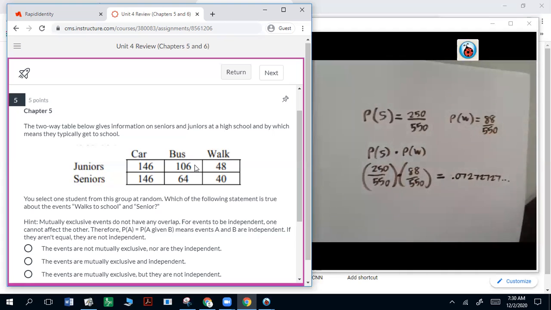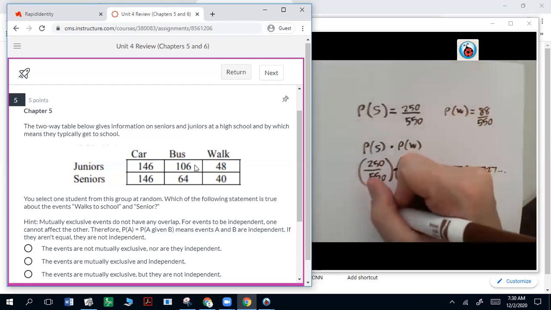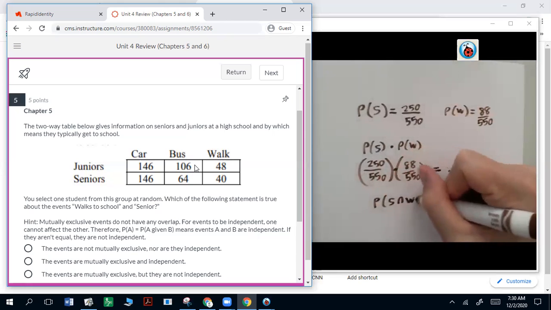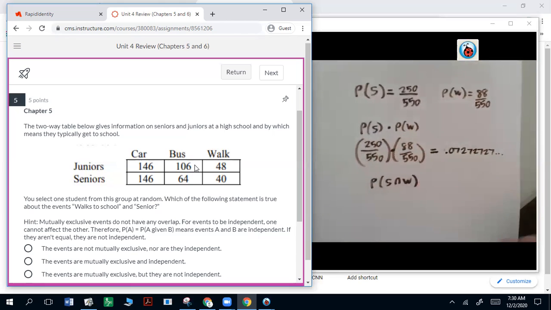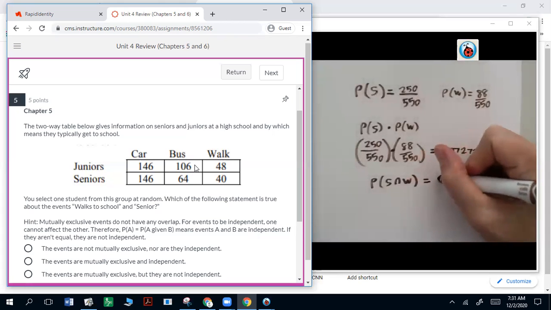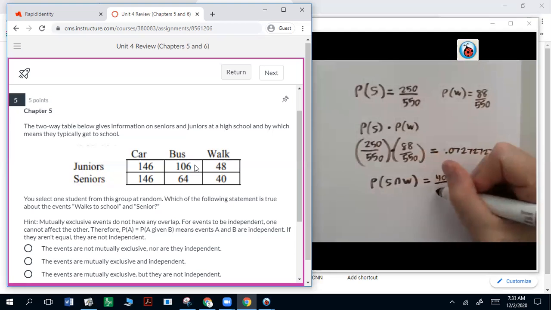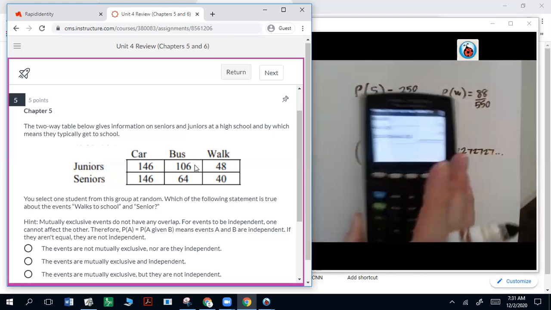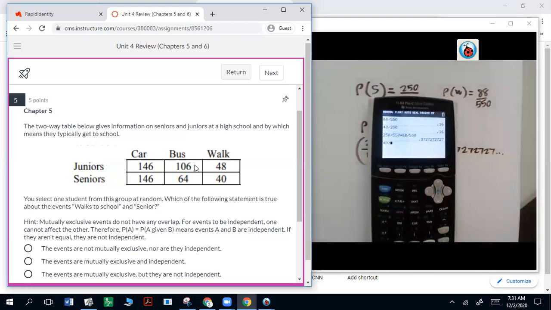Okay, so what does that mean? Well, look at the overlap. What's the probability of seniors and walking? So if you randomly select a student, what's the probability that the person is a senior and walks? Well, that would be 40 out of 550. Check it out. It's the same percentage, 0.0727272727.